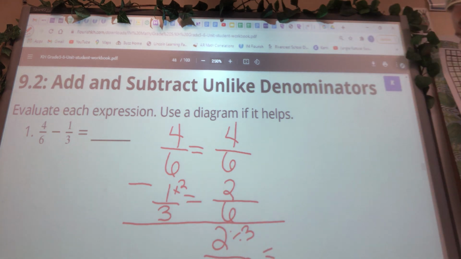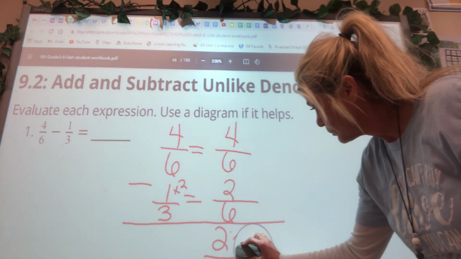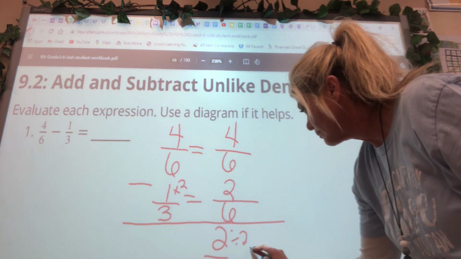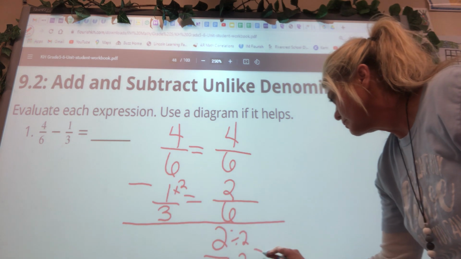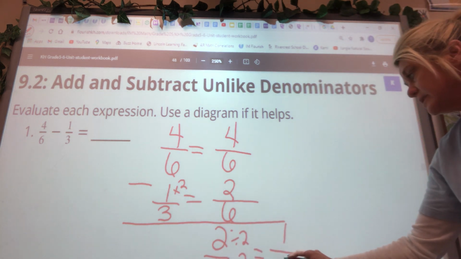Oh. Is that right? No, I said 2. You were giving up the answer. Yeah, I know that's the answer. 1/3. 2 divided by 2 is 1, and 6 divided by 2 is 3.